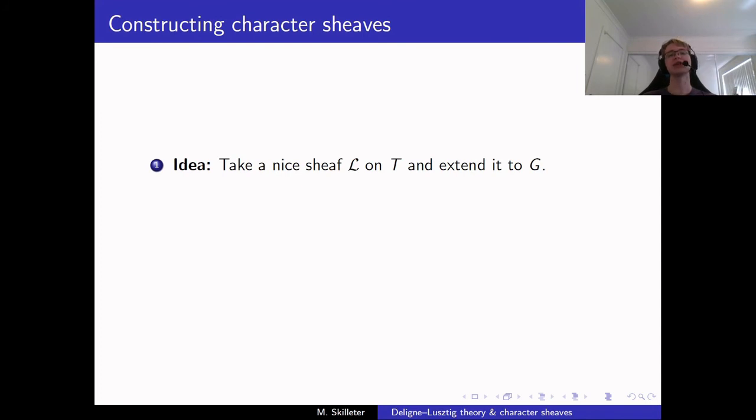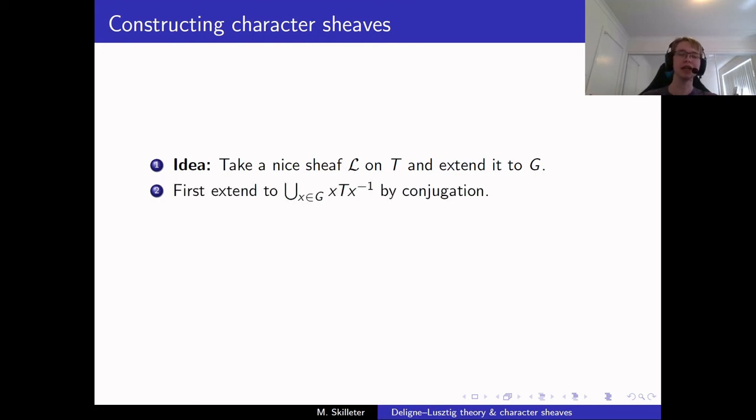So how do we construct these character sheaves? Well, hopefully it's not surprising that the idea is to take a nice enough sheaf L on our maximal torus T and extend it to all of G. But how should we extend it? Well, we're hoping to recover the Deligne-Lusztig characters from our extended sheaf. And remember that characters are, in particular, class functions. They're constant on conjugacy classes. So we want our extended sheaf to be, in some sense, invariant under conjugation.